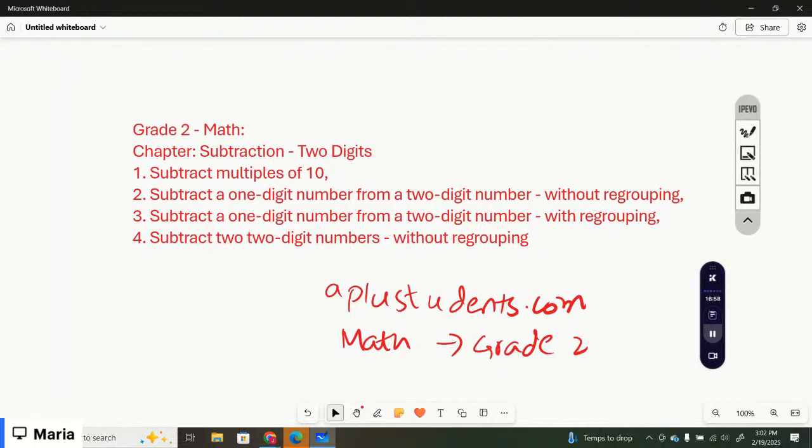There you can find a list of the chapters. We're going to start with the chapter Subtraction 2 digits. The lessons we're going to cover today are subtract multiples of 10, subtract a one digit number from a two digit number without regrouping, subtract a one digit number from a two digit number with regrouping, subtract two two digit numbers without regrouping.